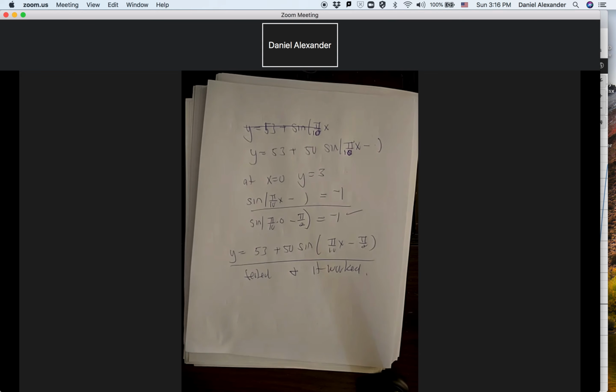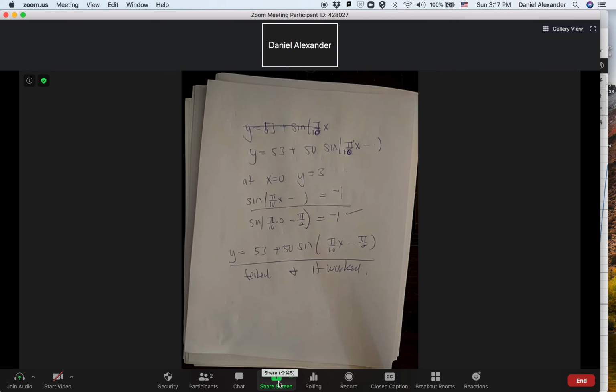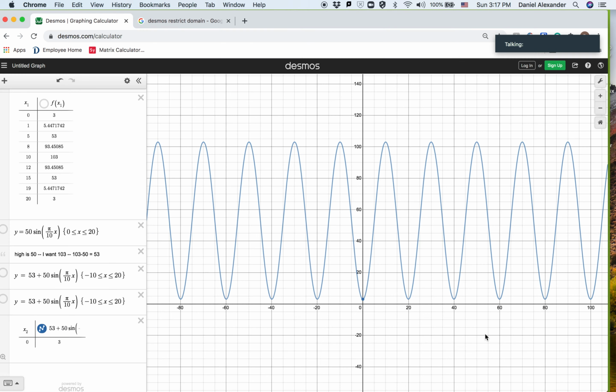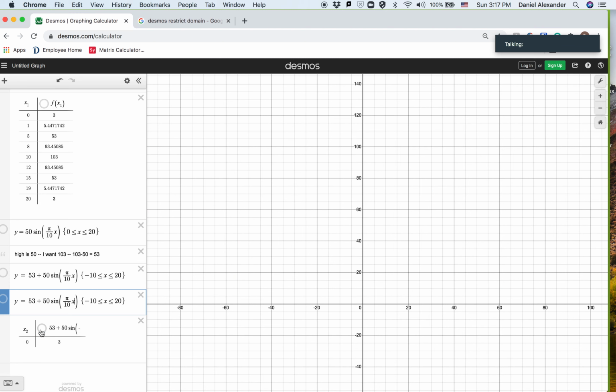So we'll go back to Desmos and try this model right here. We're going to turn this one off. We said we want this to be a minus pi over 2. And again I want to do it for one cycle. I'm going to turn it on. Exactly what I want. Perfect. The high point is 103. Low point is 3. It takes 20 seconds. So that's how I would get the model.